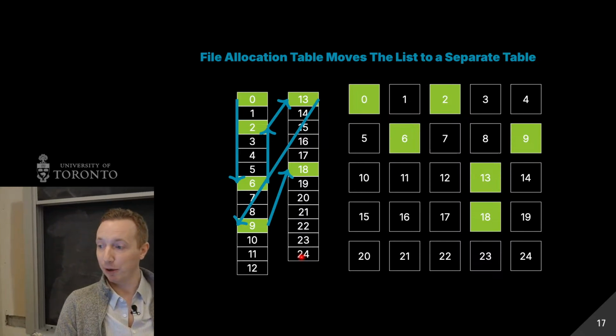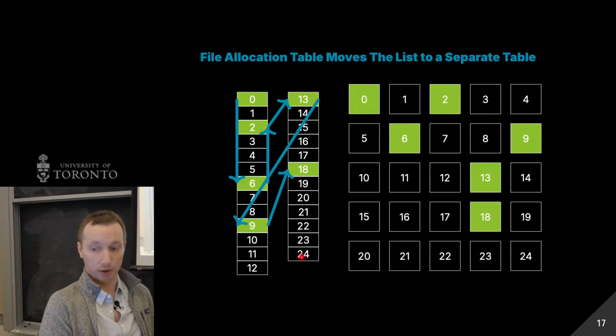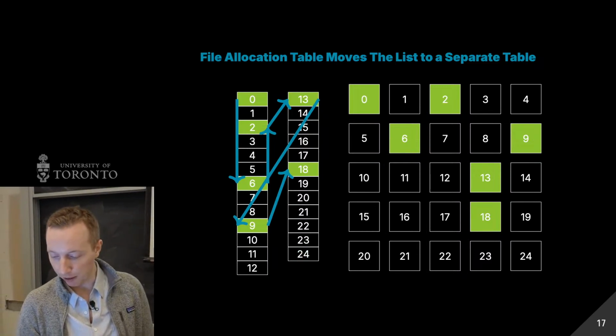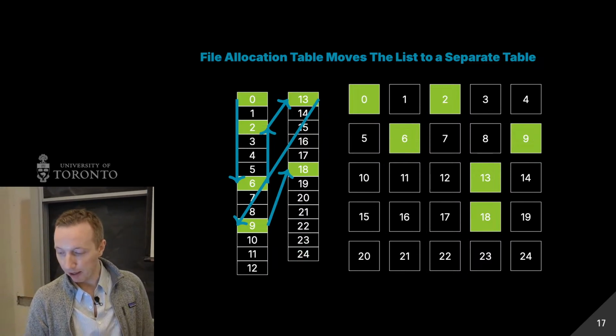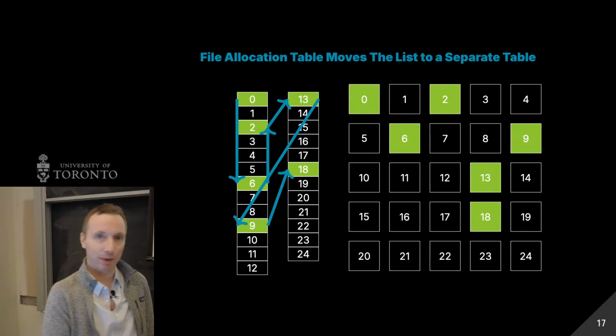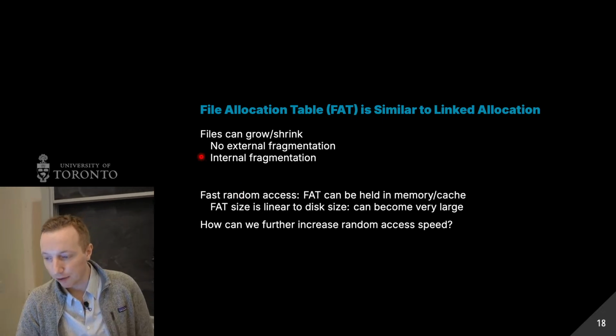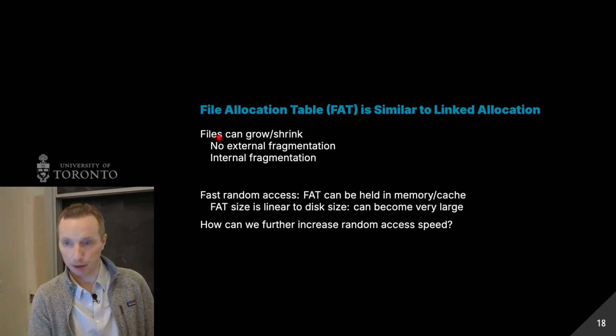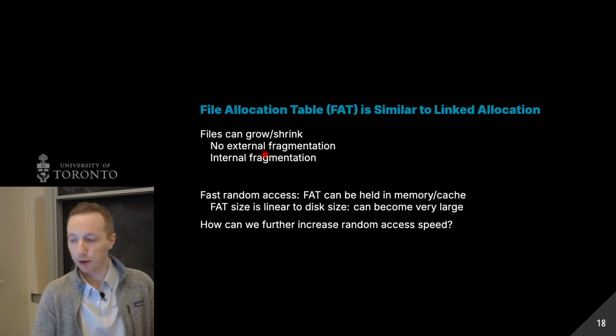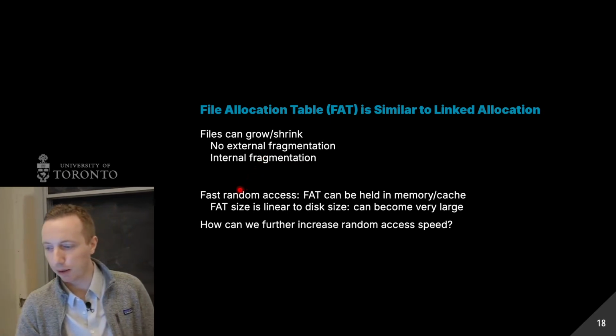The nice thing about it is that it's simple. It's quite simple, which is why it's used for boot drives. But the larger it is, the worse it is, but typically boot drives are very, very small. So, it has all the same benefits as the linked allocation, but it's actually used. So no external fragmentation, still internal fragmentation.